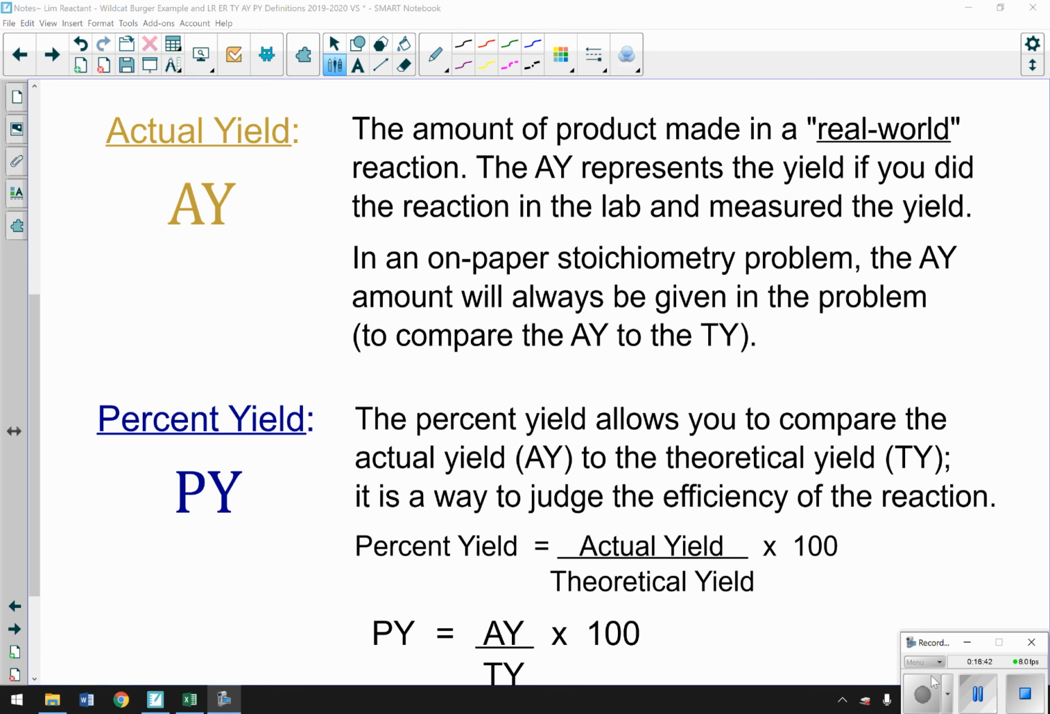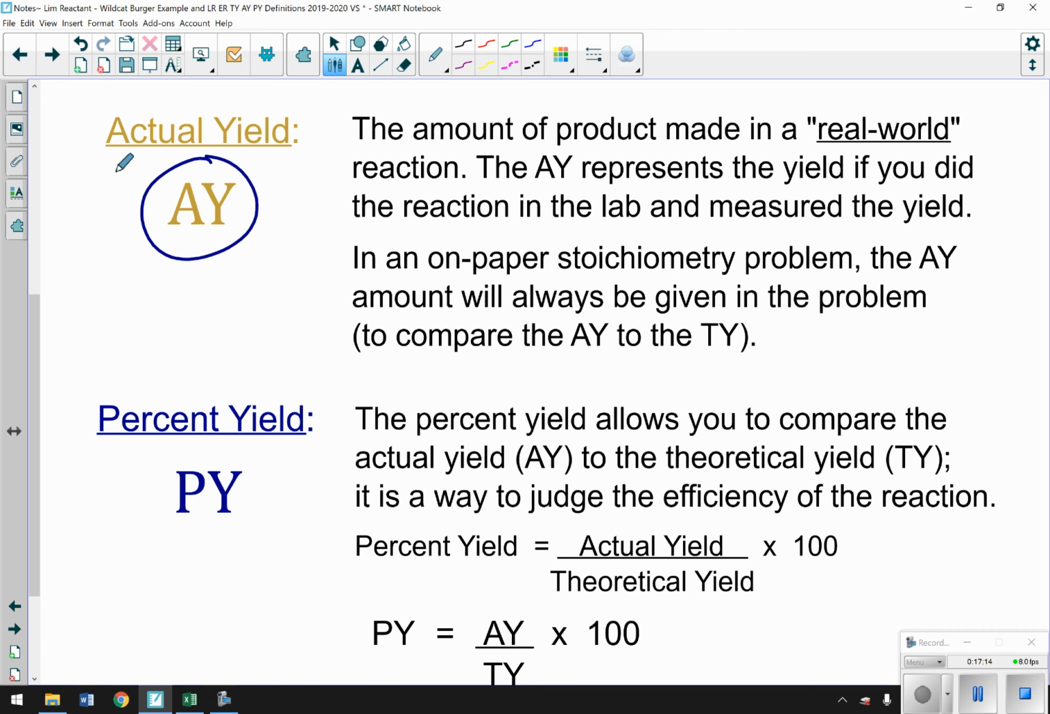All right, next term, actual yield, the AY. Again, this is the amount of product. We're familiar with this term before. We used it in the Where Did It Go lab. It's the amount of product that's made in a real reaction, one that you actually would do in the laboratory that's filled with error. It's always subject to some kind of measurement error or reaction error, like dropping the lettuce on the floor, or dropping some baking soda on the floor instead of getting it into the beaker, like in the Where Did It Go lab.